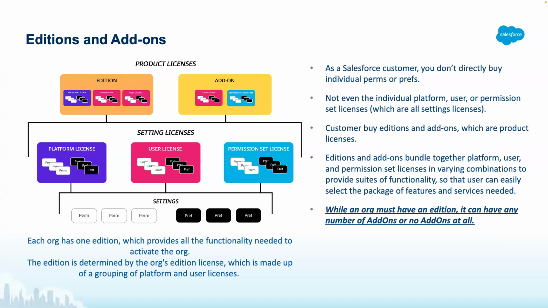Each org has an edition. Each org will have one edition, one user license. Edition defines which features can be enabled on the org. User license determines whether I'll be able to log in or not and what I can do once I log into the system.